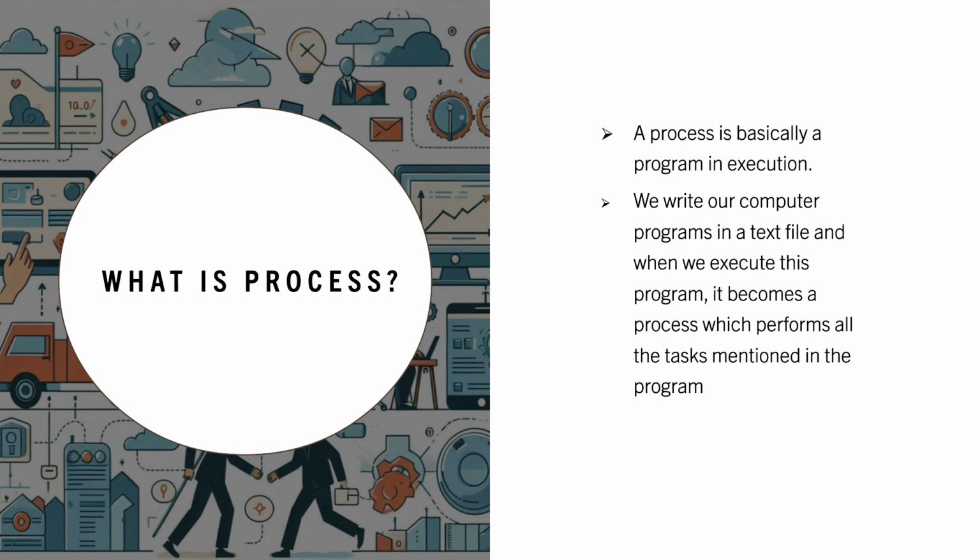A process is basically a program in execution. We write our computer programs in a text file and then when we execute this, it becomes a process which performs all the tasks mentioned in the program.